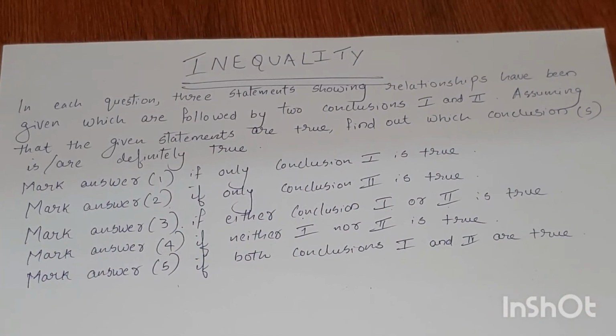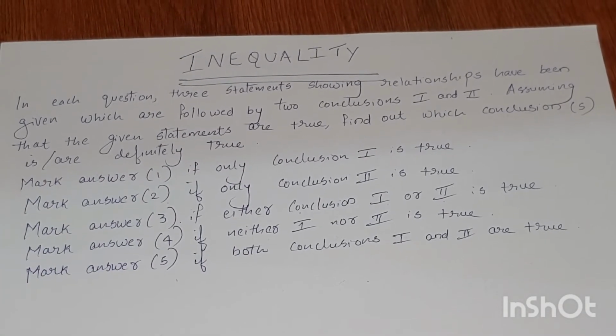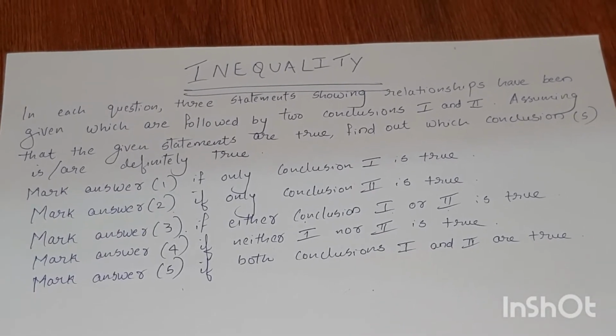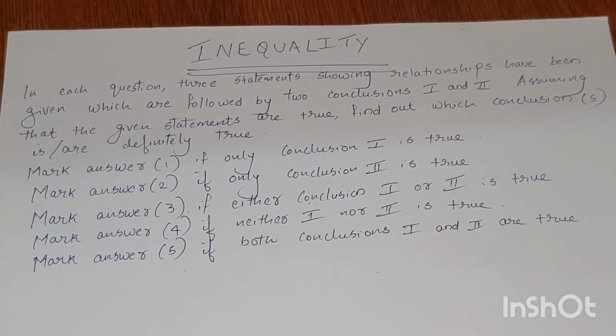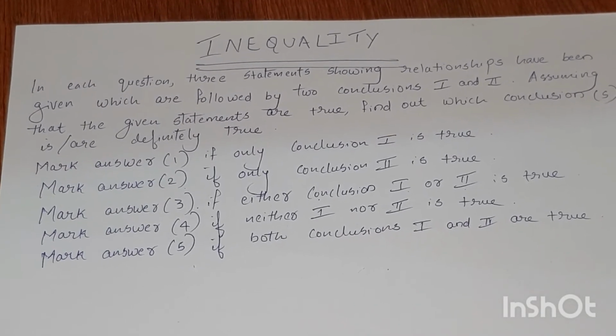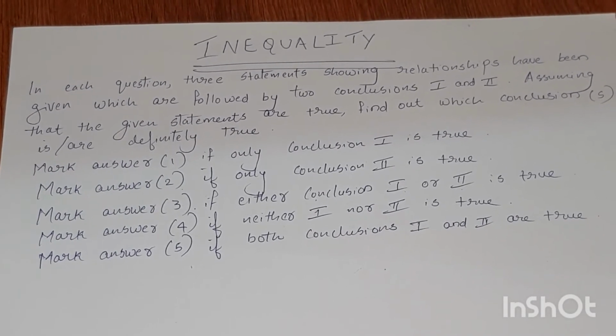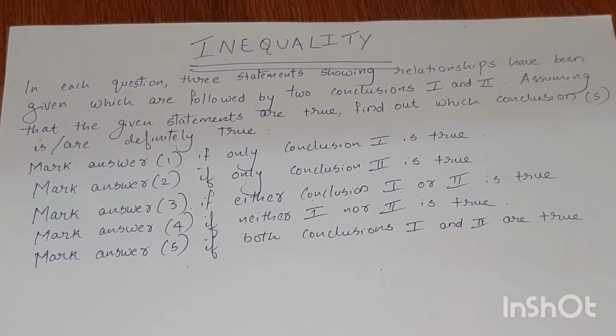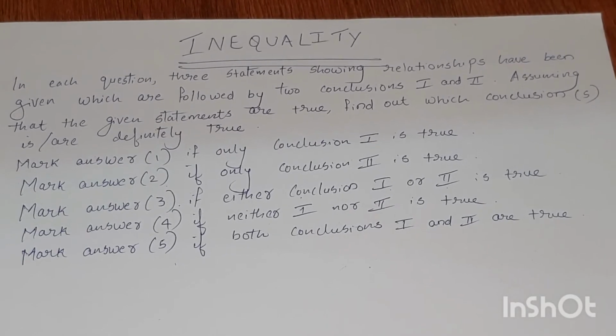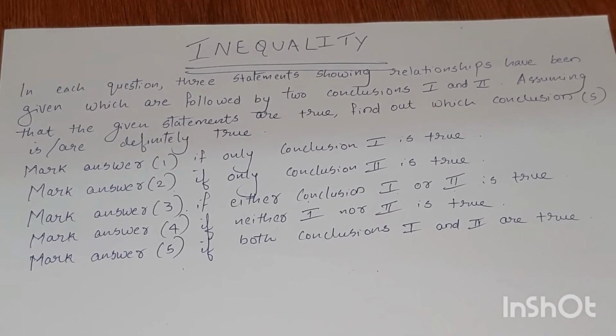Going to the workout question. In each question, 3 statements showing relationships have been given, which are followed by 2 conclusions 1 and 2. Assuming that the given statements are true, find out which conclusions are definitely true. Mark 1 if only 1 is true. Mark 2 if only conclusion 2 is true. Mark 3 if either conclusion 1 or 2 is true. Mark answer 4 if neither 1 nor 2 is true. And mark 5 if both conclusions 1 and 2 are true.